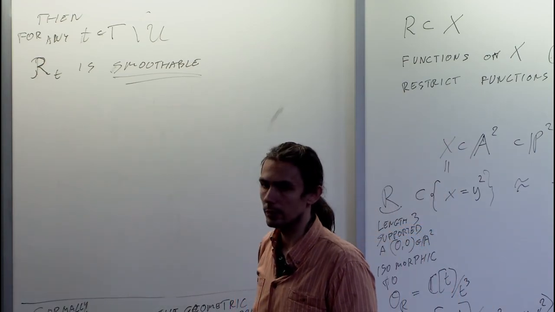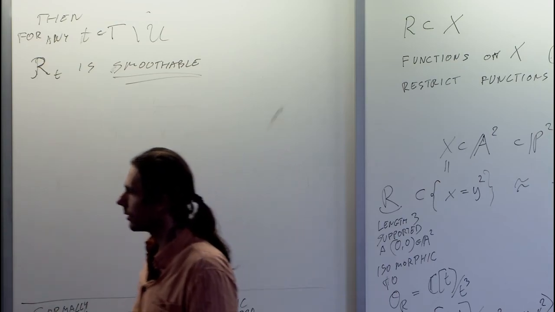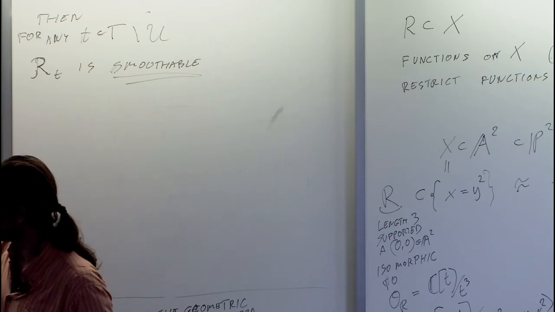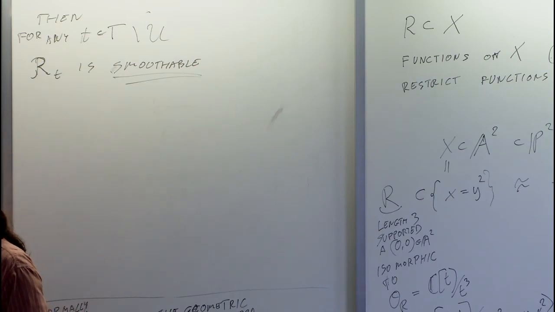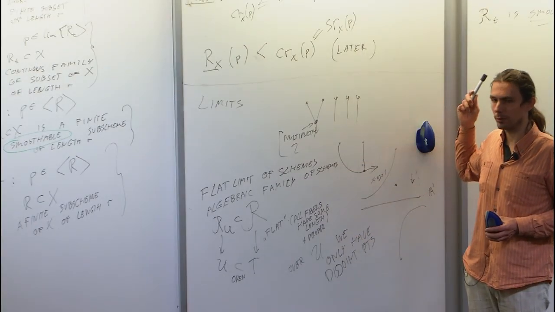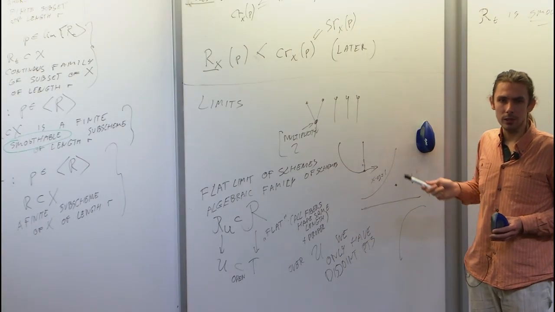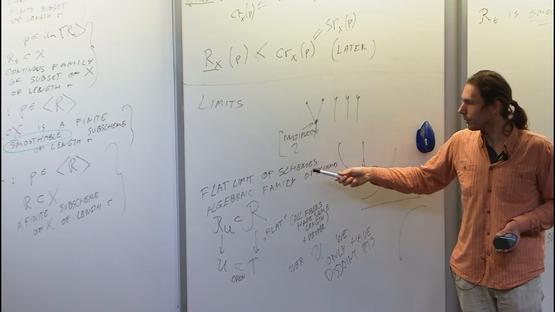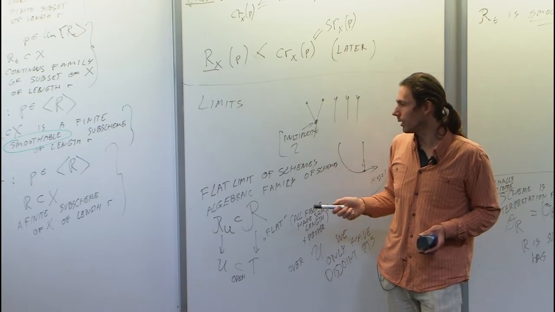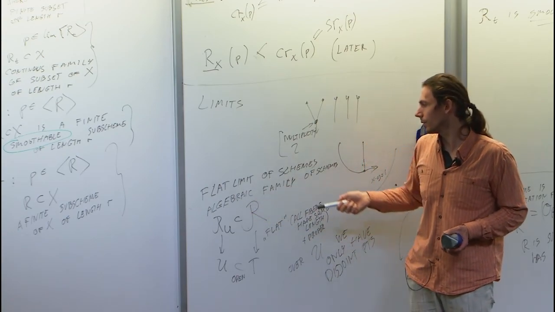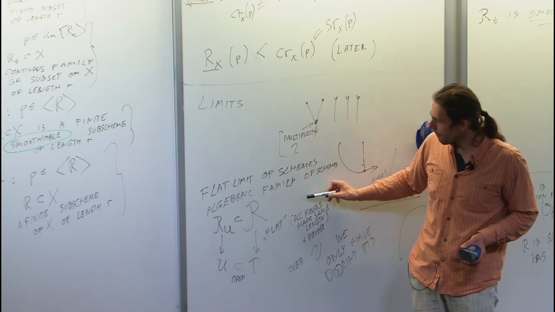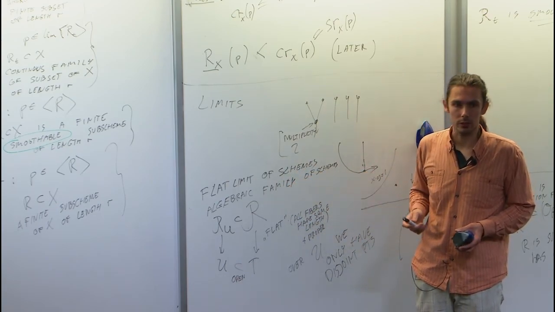I'm not sure what the logic of this definition is. Sorry for that. So this should be the formal language to have an honest definition. And the formal language is as follows. If we have a flat family of schemes, which is an algebraic family of finite schemes, then this is the definition of smoothable. Yes, this is the definition.